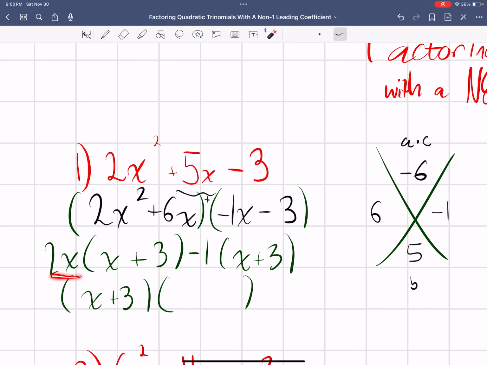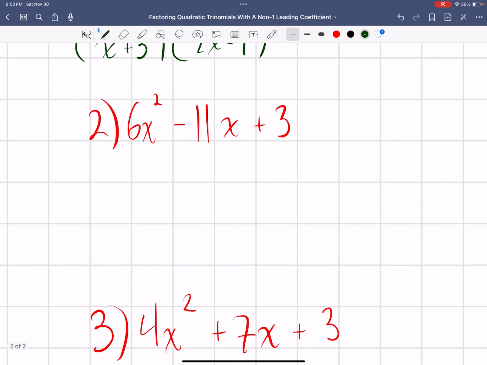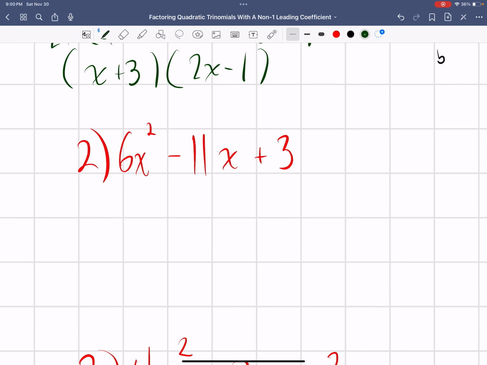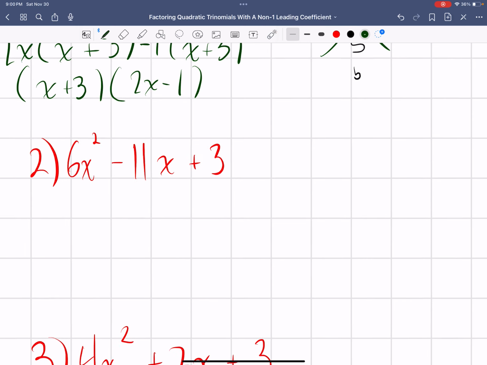And then the stuff on the outside, 2x minus 1. And that's it. That's how you do it. So let's look at a couple more examples here. The next one, we have 6x squared minus 11x plus 3. So again, it's a quadratic trinomial, but the leading coefficient is not 1. So we need to do this technique.